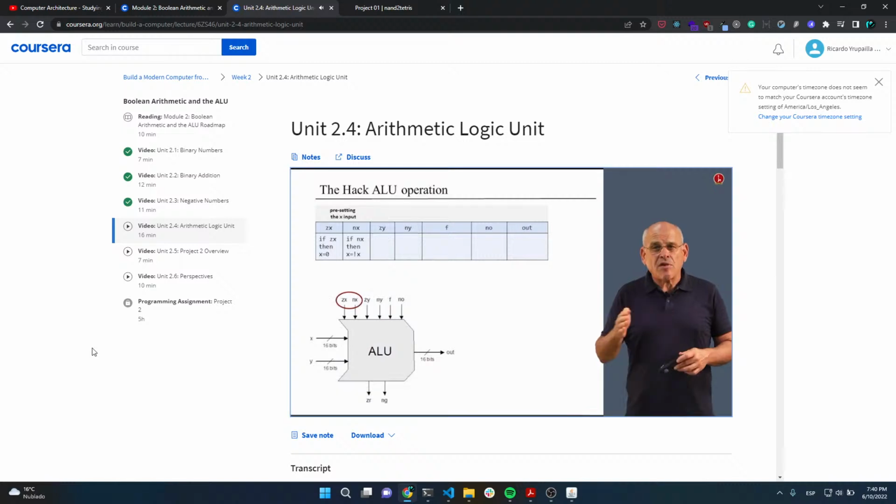So for example, if zx equals 1 and nx equals 1, first of all, we zero the x input and then we negate it. So we'll get 1, 1, 1, 1, 1, 1, if this is indeed the values of these two control bits. The same thing exactly happens with the y input using the zy and ny directives, if you will. Then we have an f bit.